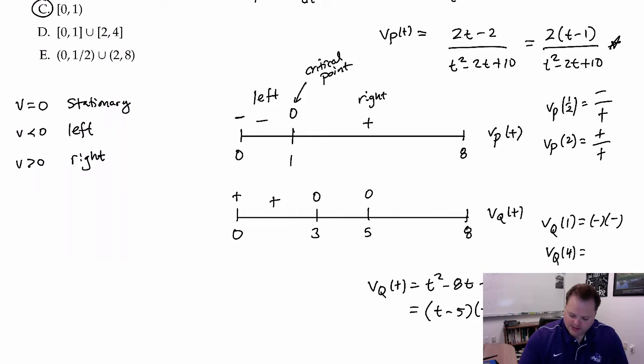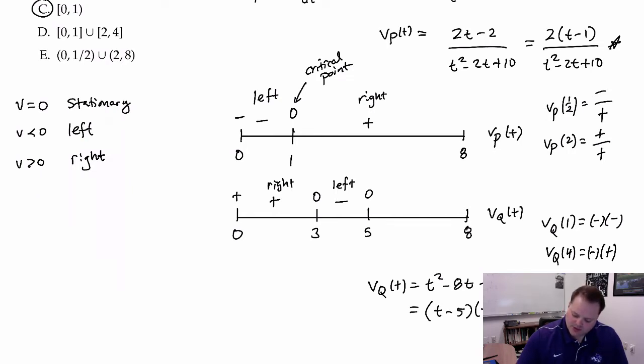If you test the value 4, 4 makes that factor negative, but that factor's positive. So you get a negative times a positive, which results in a negative overall. So now we're moving back to the left in this interval. And then from 5 to 8, let's say I'll test at 6. If I plug 6 in, I get a positive and a positive.